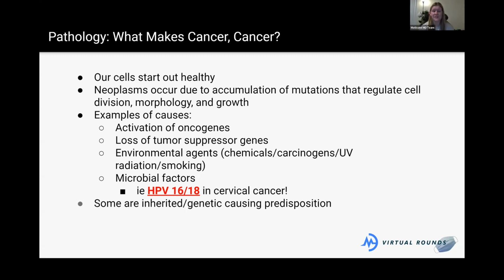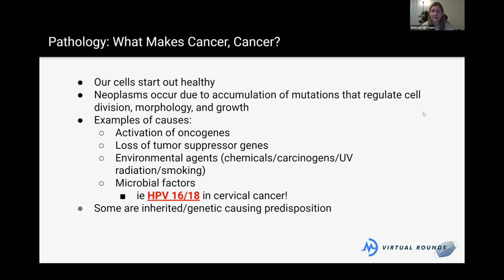So all neoplasms occur due to accumulation of mutations that cause problems with cell division, morphology, and growth. That's really the key thing here, that we're losing regulation of cell division. Some of those genetic changes can be activation of oncogenes. Oncogenes are things that promote the cell cycle and progression to cancer. We could also lose protective genes called tumor suppressor genes. One that a lot of people know even as early as high school or college is P53. We see that mutated in a lot of cancers.